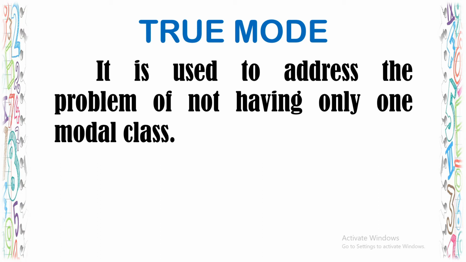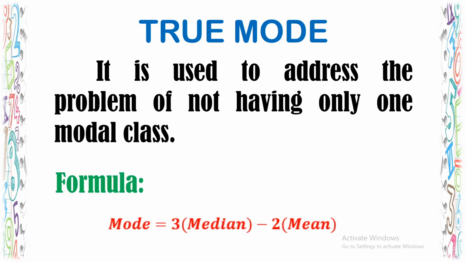This mode does not literally consider the frequency of the data alone, but makes use of the other two measures of central tendency, which are the mean and the median. Formula: mode is equal to 3 times the median minus 2 times the mean.